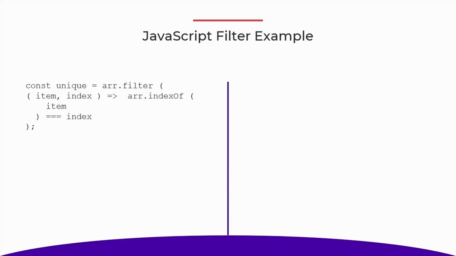The JavaScript code on the left creates a new array called unique that contains only the unique elements from the original array. It uses a filter method, which iterates over each element in the array. For each item, it checks if the index of the first occurrence of that item in the array is equal to the current index in the iteration. The inefficiency here is that indexOf performs a linear search for each element, resulting in O(n²) time complexity.